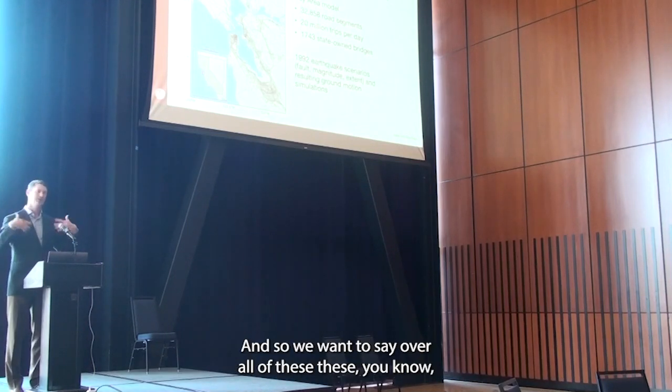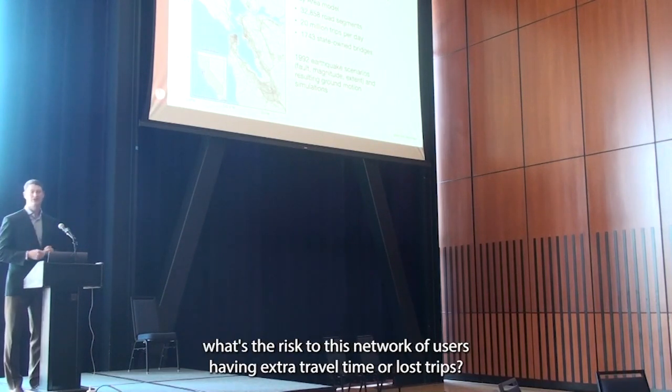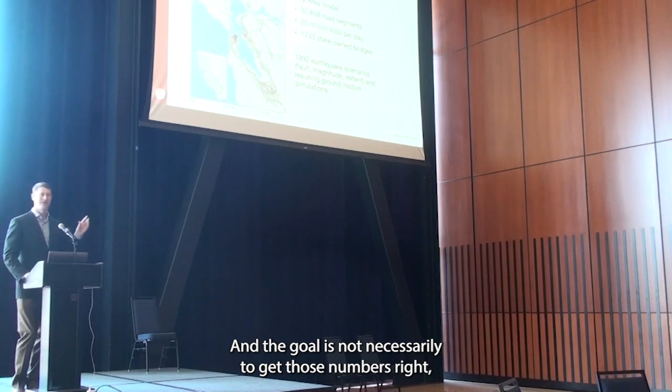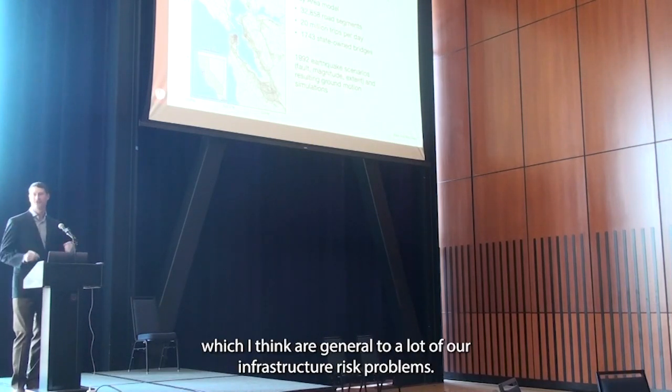And so we want to say, over all of these unknown but plausible future earthquake events, what's the risk to this network of users having extra travel time or lost trips, and how might that be managed by retrofitting of the bridges? And the goal is not necessarily to get those numbers right, but to explore algorithms for studying problems like that, which I think are general to a lot of our infrastructure risk problems.